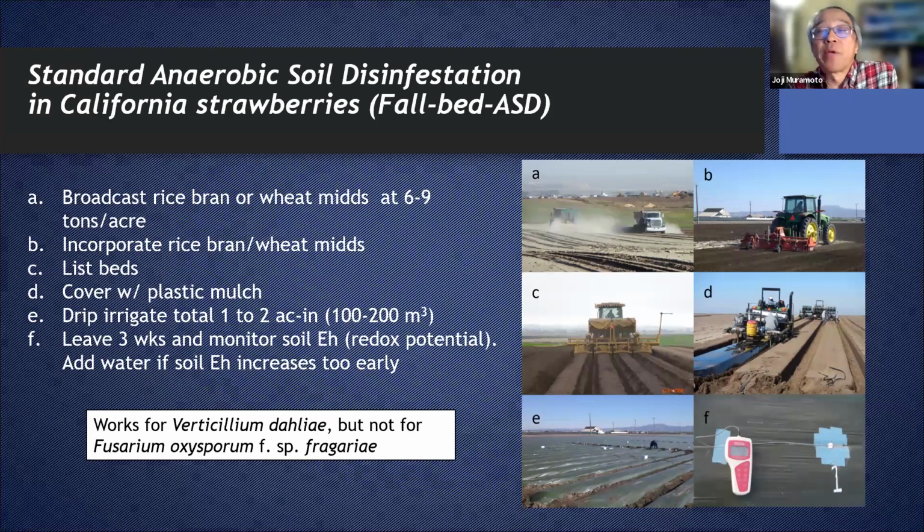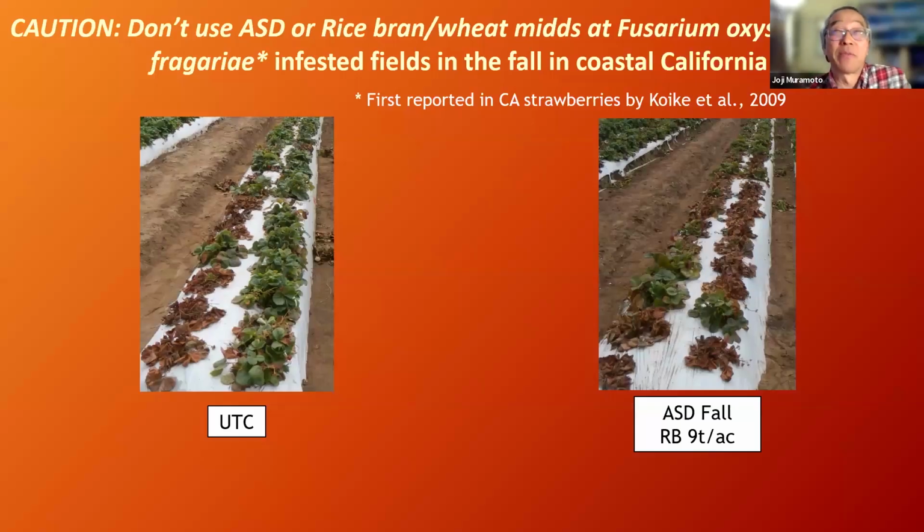And this approach works pretty well for Verticillium dahliae and Macrophomina too, but not for Fusarium oxysporum f. sp. fragariae. This pathogen is very different. And then, being a saprophyte, they can use dead organic materials, not just living roots, but dead materials such as crop residues or rice bran. They actually love rice bran or wheat bran for multiplying themselves. So we've got to be very careful, especially under lower temperatures.